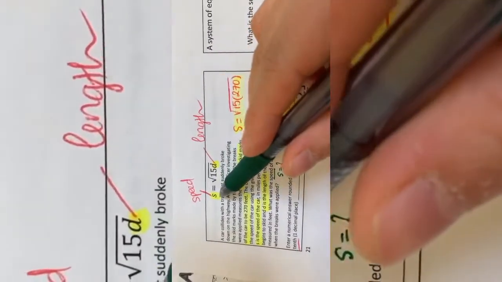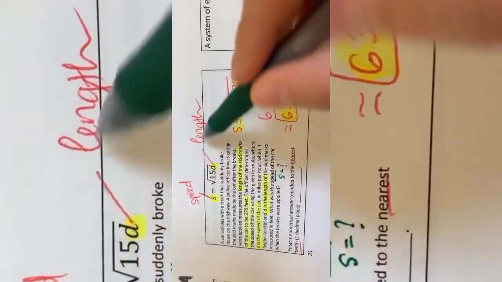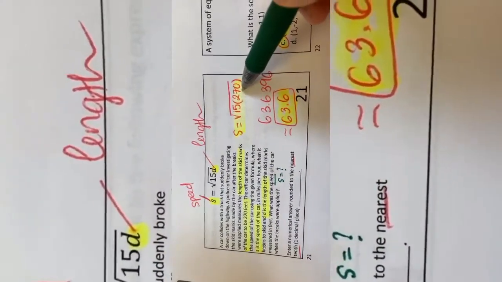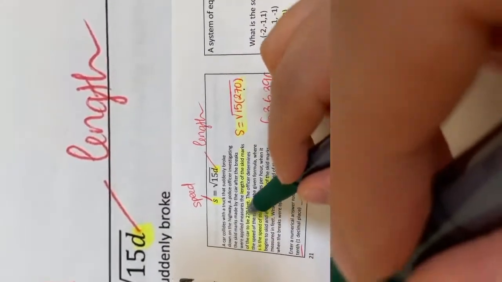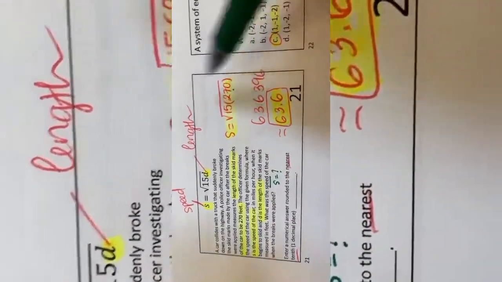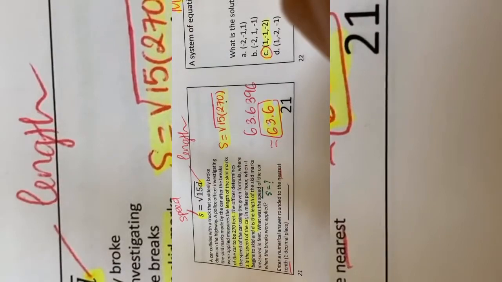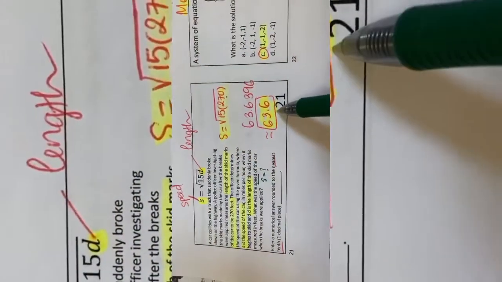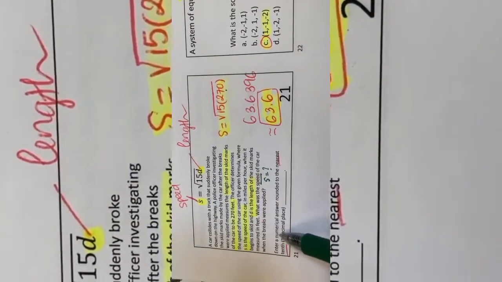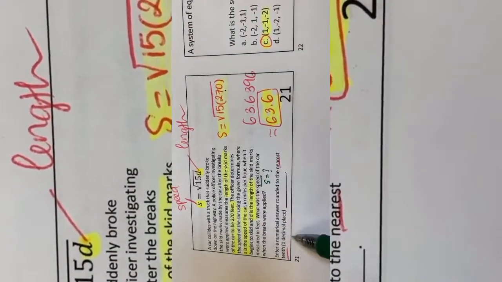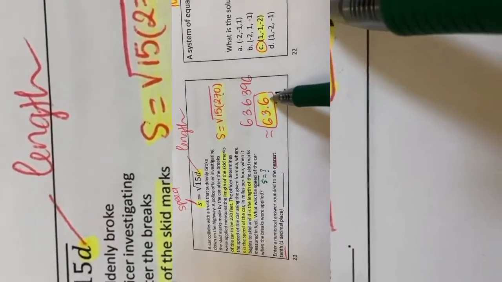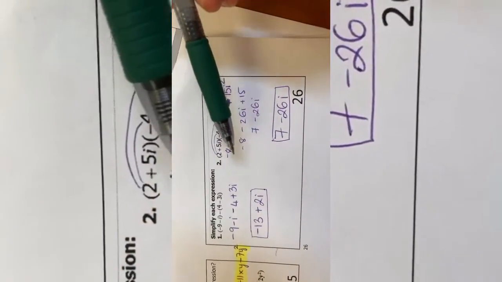Based on the equation right here, we have S equals the square root of 15 times D. And we know D represents the length, which is 270. So you plug it in the calculator, and it's gonna give you 63.6396. You're only gonna pick 63.6 because they asked you to round to the nearest tenth. That means 1 decimal place, 0.6.